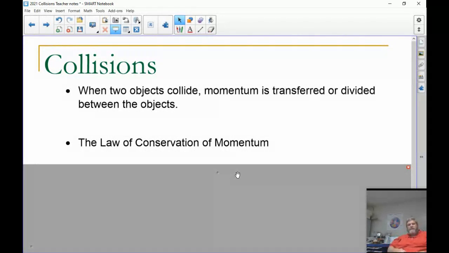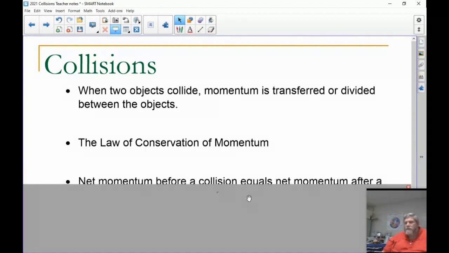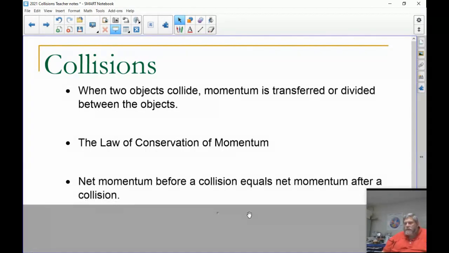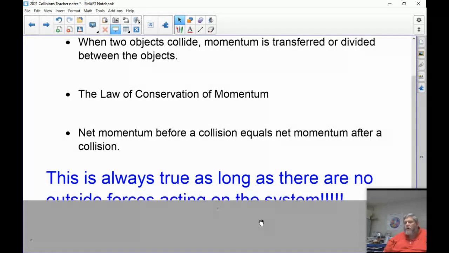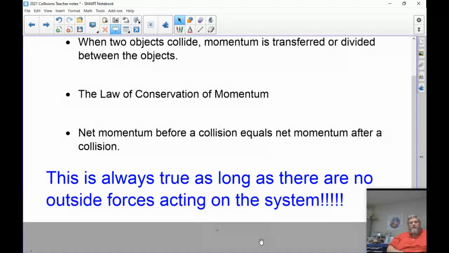Conservation of momentum basically says that the total momentum in the system before the collision is going to equal the total momentum of the system after the collision. And that's what this says here. Net momentum before equals the net momentum after. And this is always true as long as there are no outside forces acting on the system.